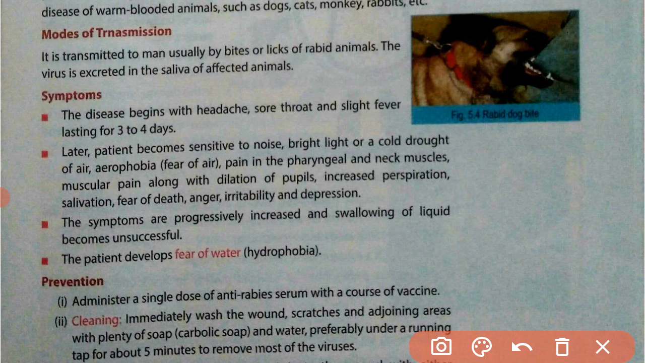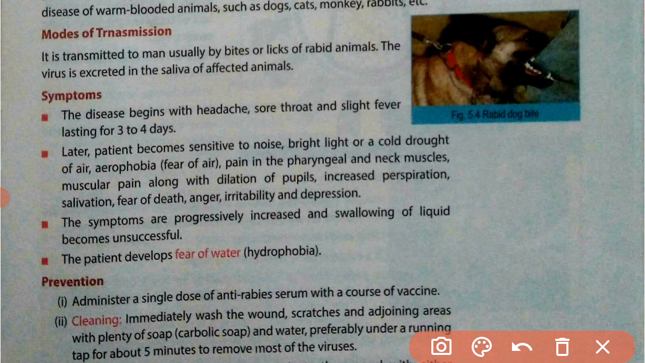The symptoms progressively increase. These symptoms increase day by day during this disease, and swallowing of liquid becomes unsuccessful. That sufferer will not be able to swallow liquid, and the patient develops fear of water. This is the fear of water, hydrophobia. So these are the main symptoms of rabies.